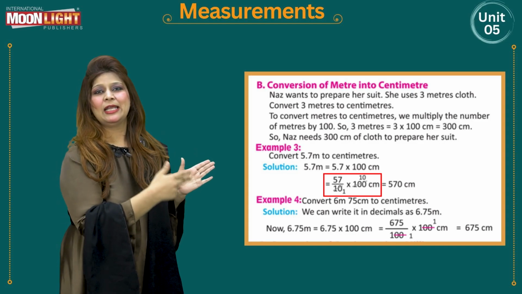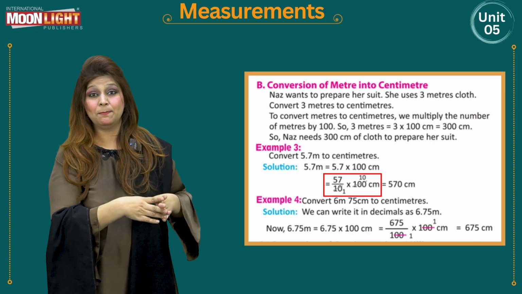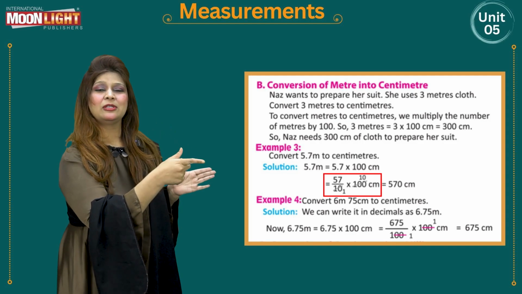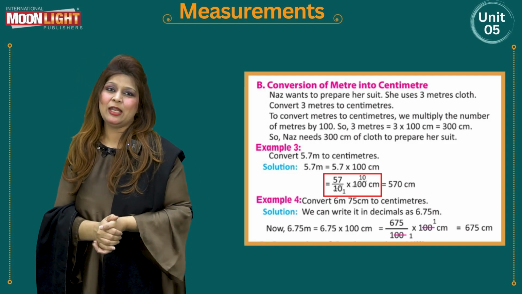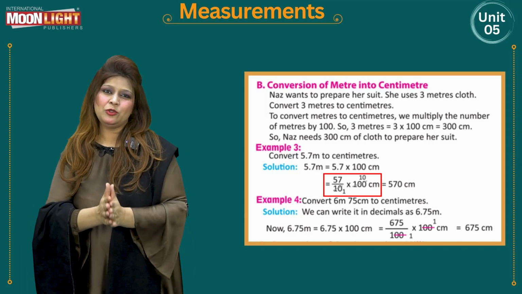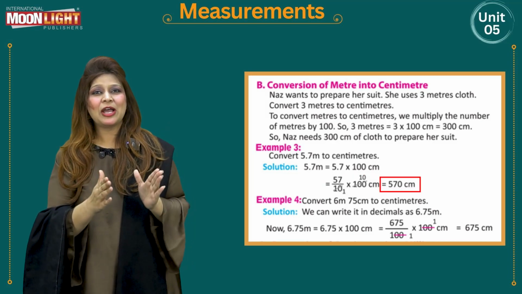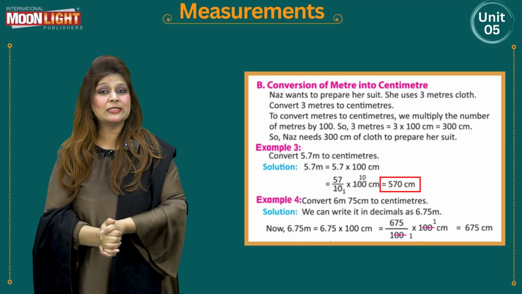10 ones are 10 and 10 tens are 100. Or if you are going to do it like me, you cut the last zero of this and the last zero of this 100. So you will have the same answer, which is 10. So in both ways you can do it. Now 57 multiplied by 100 is 570 centimeter. Yes, this is my answer.